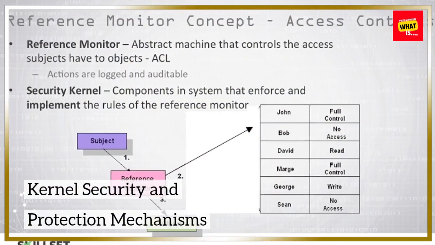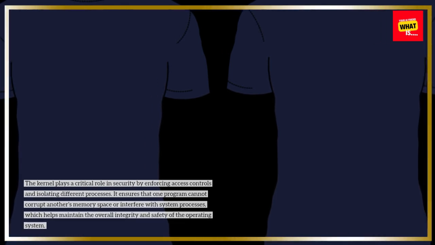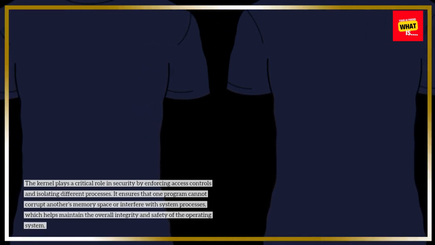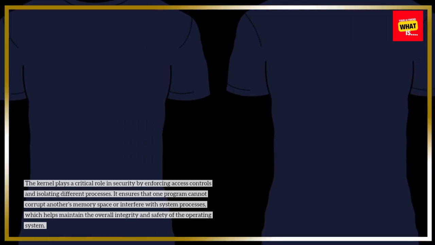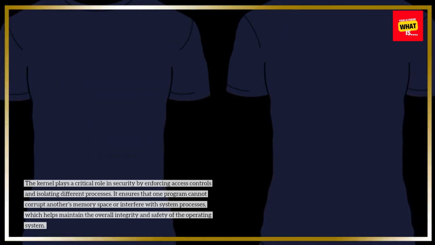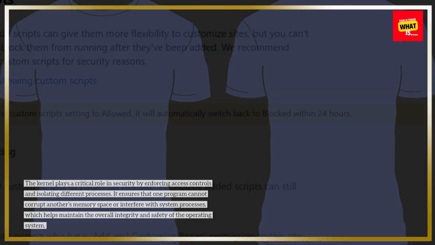Kernel security and protection mechanisms. The kernel plays a critical role in security by enforcing access controls and isolating different processes. It ensures that one program cannot corrupt another's memory space or interfere with system processes, which helps maintain the overall integrity and safety of the operating system.